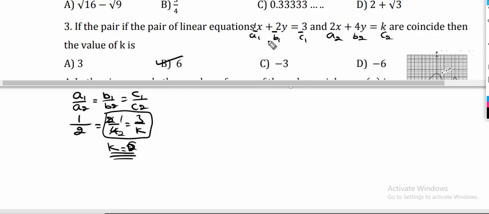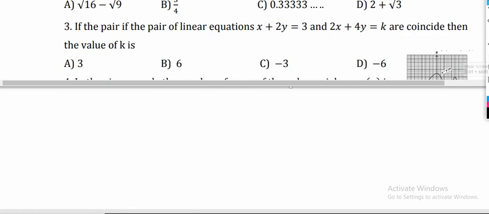For fast finding, you have to write this directly, without writing the ratios or anything. You have to directly write 1 by 2 is equal to 2 by 4 is equal to 3 by k. So you have to cross multiply by omitting this one. k ones are k, 3 twos are 6, k is equal to 6. Also you get the answer. Very fast you have to calculate the answer in MCQ questions. Then we move on to the next one.